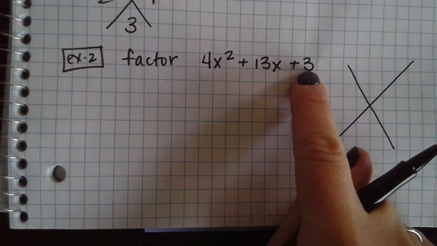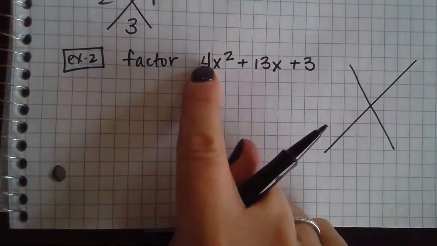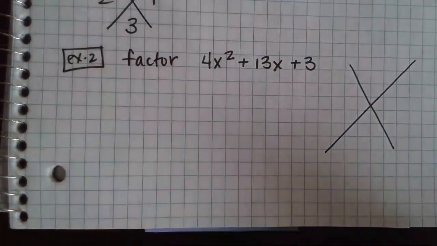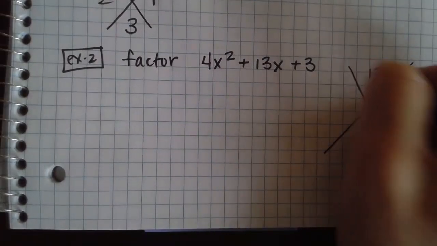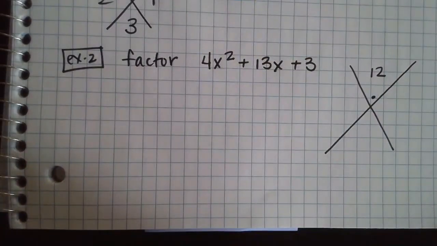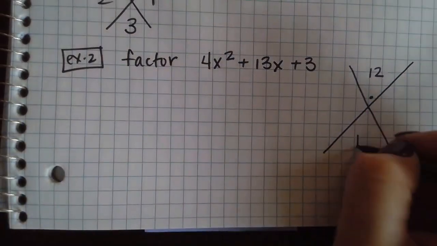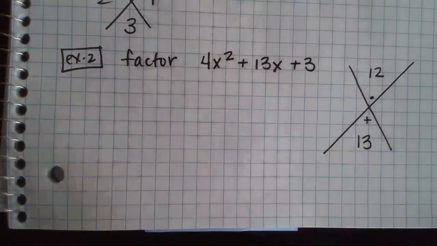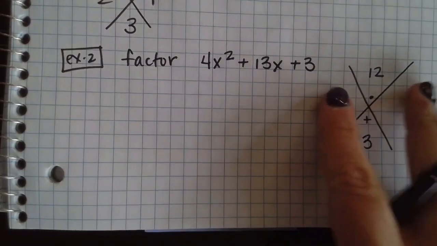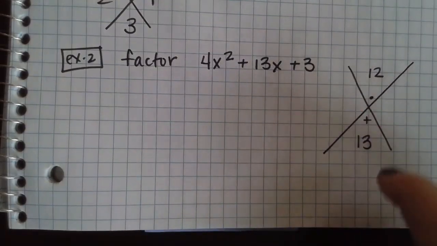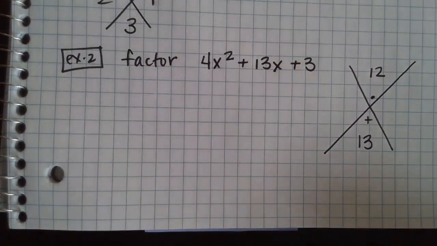We need to do A times C. 4 times 3. A times C. 4 times 3 is 12, so we're going to put that in our top. And in the bottom, we're going to put B, just like we did before. And then we're going to do the same thing as we've been doing always. What 2 factors multiply to give us 12 and add to give us 13, Audrey? 12 and 1.